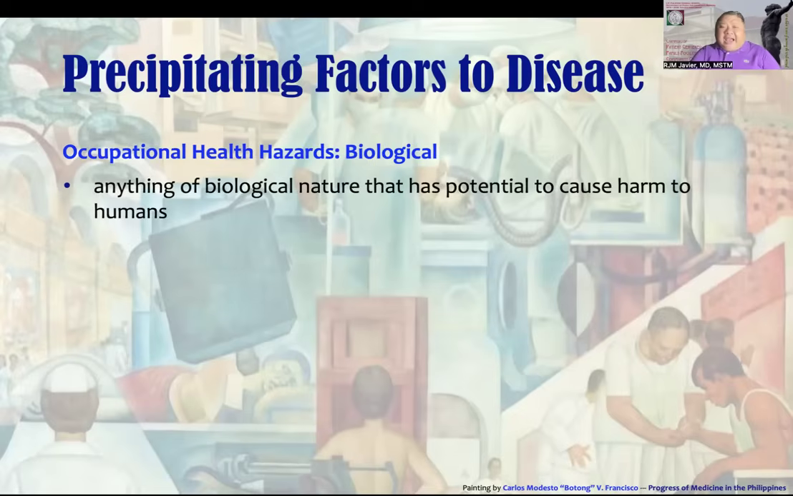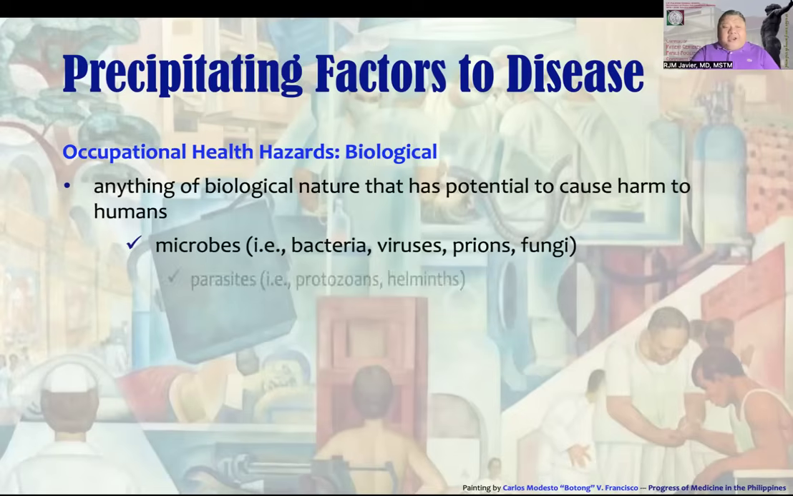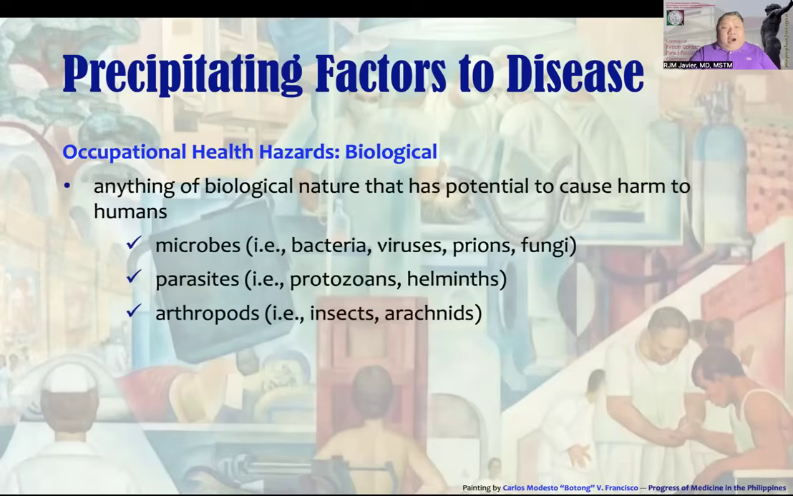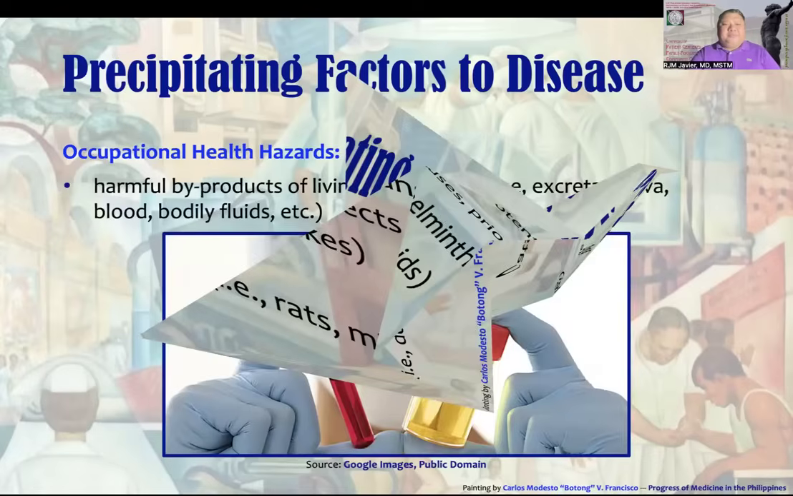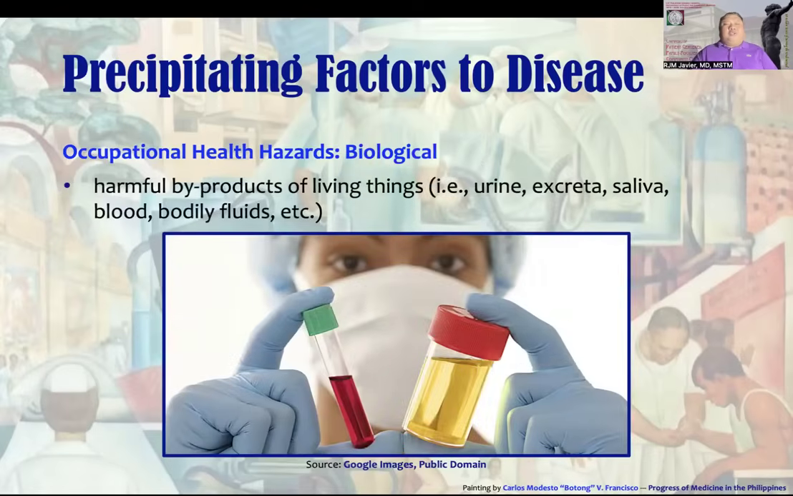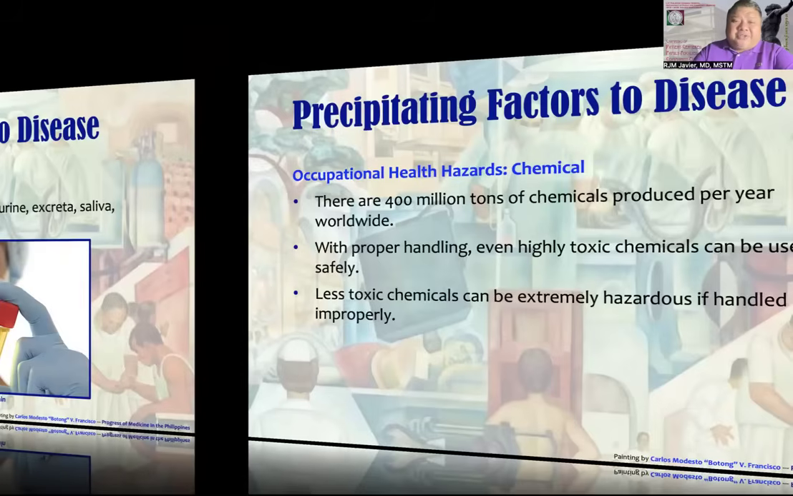For the biological hazards, this could include your microbes, your parasites, your arthropods, reptiles, birds, and other rodents and other mammalian species. When you are exposed to possible biological hazards, there should be proper testing of certain living material. For example, we can check your urine analysis. We check your fecal material or your fecalysis. We check other bodily fluids for possible exposure to biological hazards.